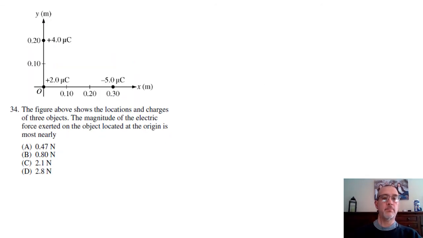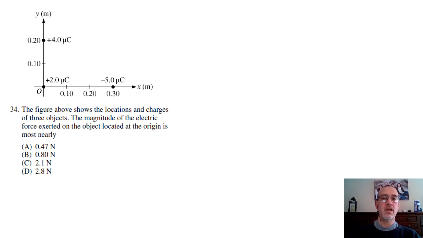All right, question number 34. We have three charges here on the axes. We have +4 microcoulombs at 0.2 on the y-axis. We have -5 microcoulombs at 0.3 on the x-axis. And we have 2 microcoulombs at the origin. And it's asking for the magnitude of the electric force exerted on the object located at the origin.